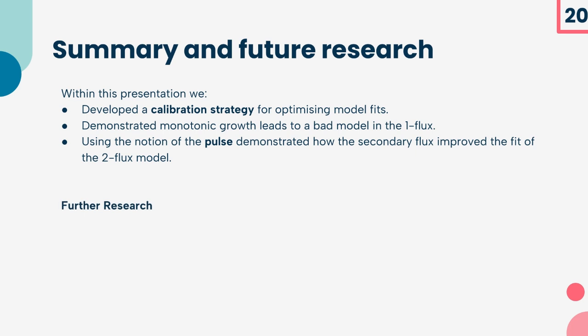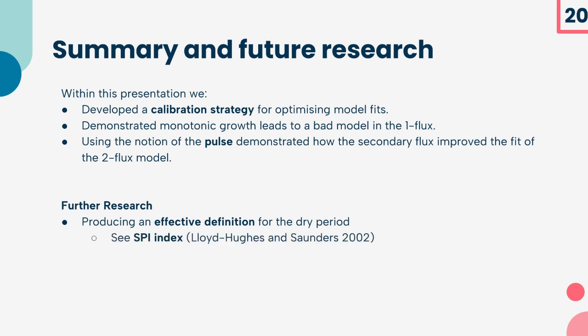So further research can be done. We want to produce an effective definition for a dry period. So there is a notion of the SPI index, which basically does some more statistical analysis on the precipitation data to produce when it's dry. But we did not do this here.